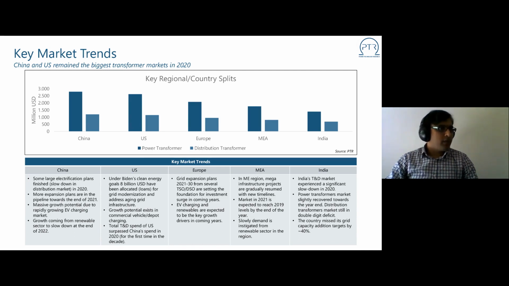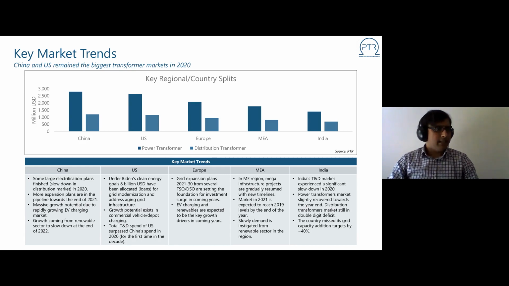If we talk about Middle East and Africa, there's definitely movement which is now happening in the Middle Eastern region. Some of the mega infrastructure projects which were delayed and pushed back, now with the updated timelines, are gradually being resumed. So the overall market potential which existed back in 2019 and 2020 has been shifted towards 2021 and 2022. We do expect a peak because of that in 2022, primarily in markets like Saudi in the region.